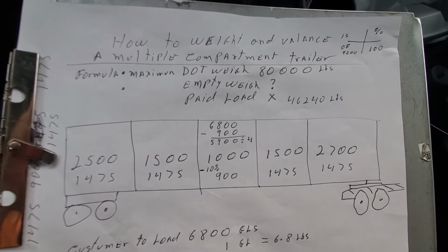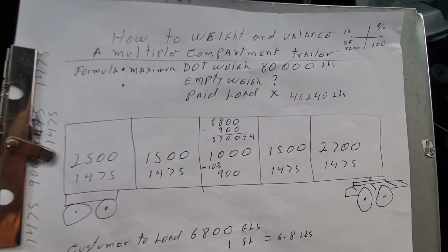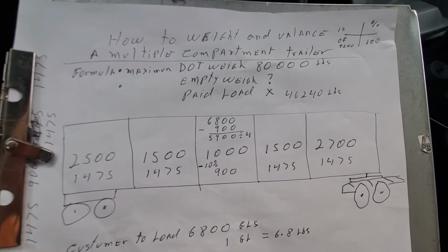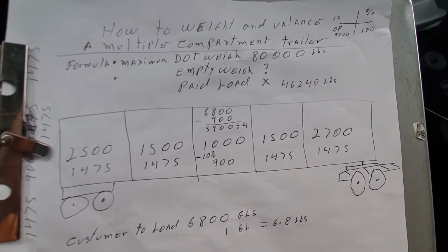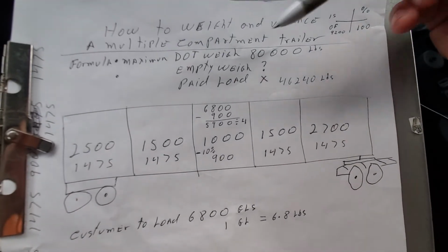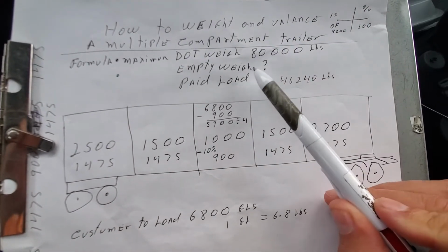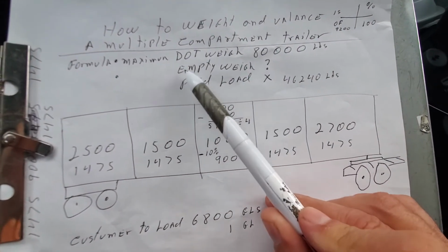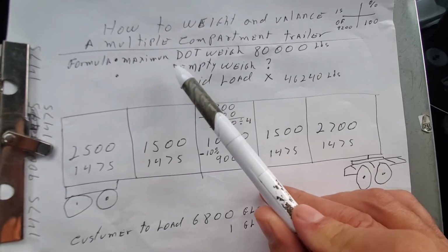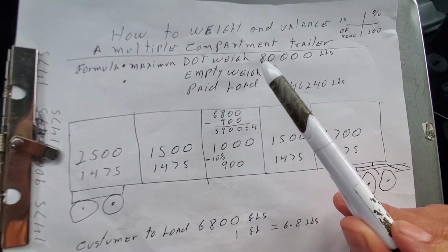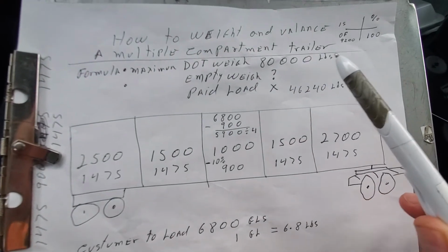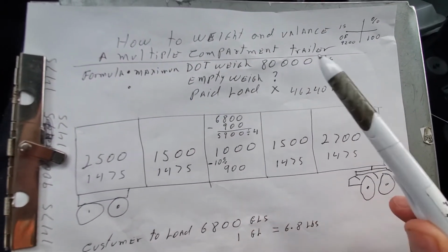This is not perfect, but this will get the job done and fast, so you can calculate it fast. The first thing you have to understand is that you have a maximum allowed DOT weight, Department of Transportation weight limit on the highway. That will be an 80,000 pound limit.